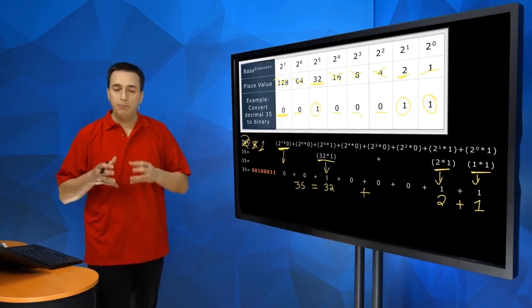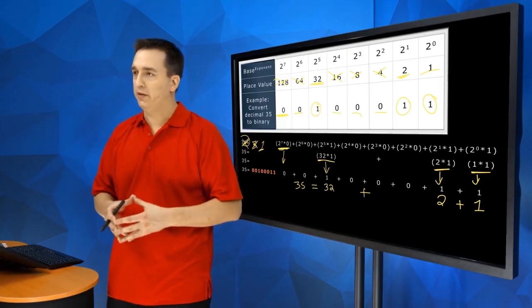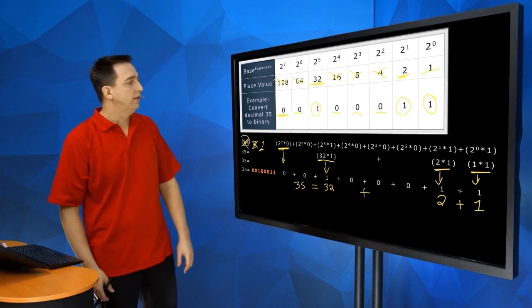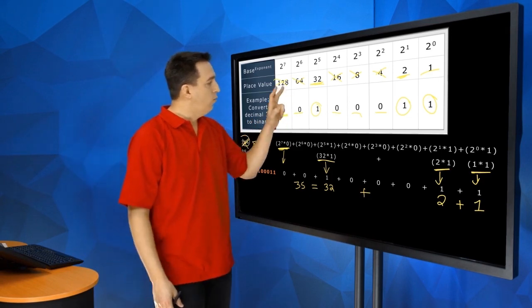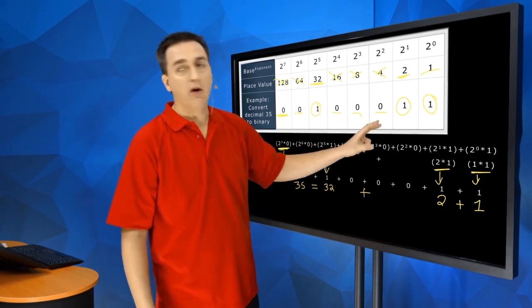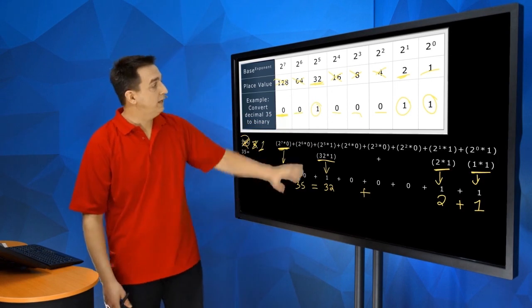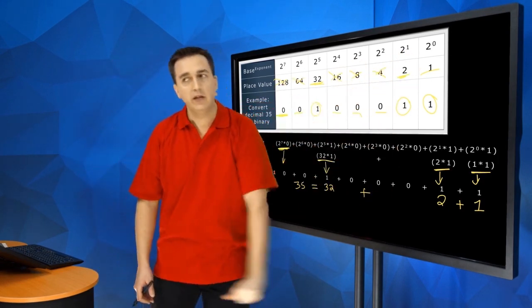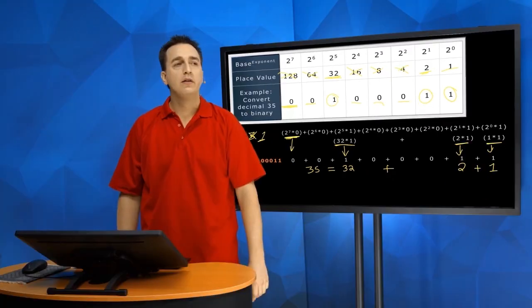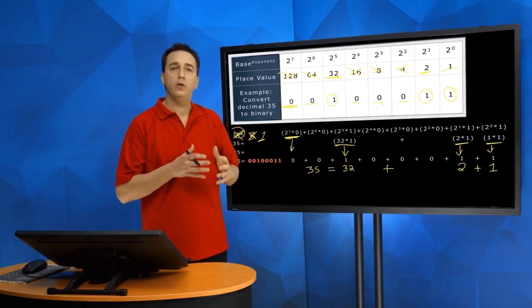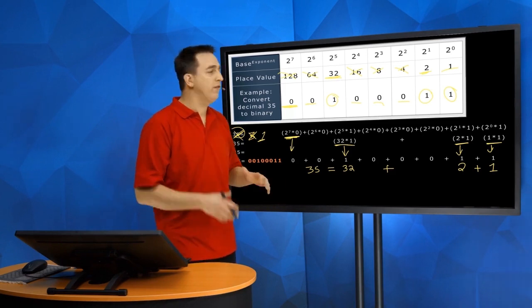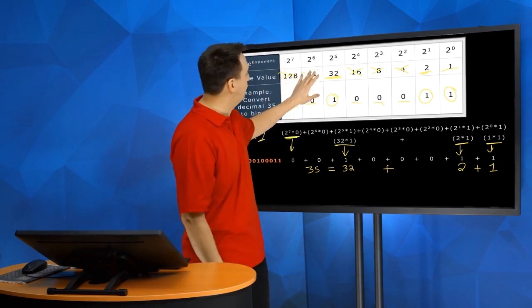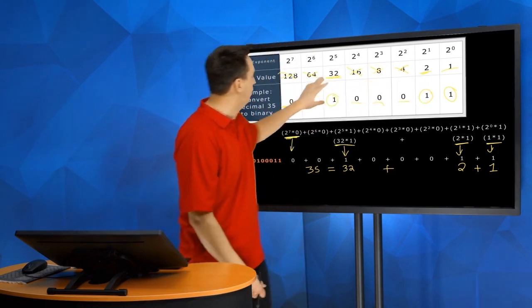So what is the binary equivalent of 35? It is 0, 0, 1, 0, 0, 0, 1, 1. Why? Because 32 plus 2 is 34, plus 1 is 35. So that's all we're doing here. We are trying to figure out which of these combinations of 128, 64, 32, 16, 8, 4, 2, and 1 is going to equal 35.